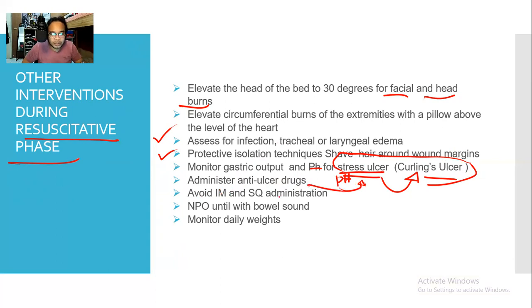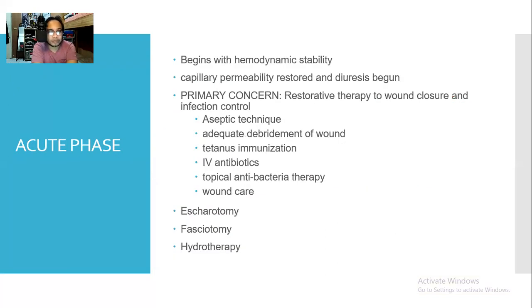And then avoid IM and sub-Q administration. NPO until bowel sound is present, kung positive na yung kanyang bowel sound, and then monitor daily weights ng patient. Remember, kasi fluid resuscitation tayo and 60% of our body's weight is considered to be water. Kung normal ka na tao, normal yung BMI, and you're an adult male, okay?